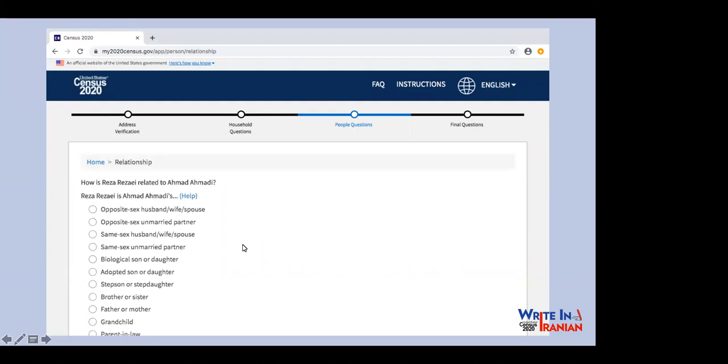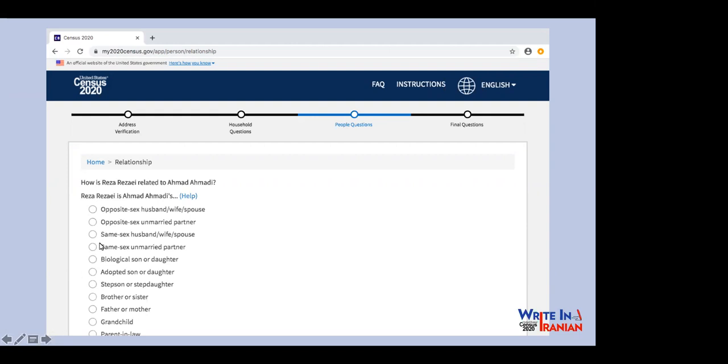So here it says, how is Reza Rezai related to Ahmed Ahmadi? They want to know the relationship between the people living in the same household. And why do they ask this question? This allows the Census Bureau to develop data about families, households, and other groups. Relationship data is used in planning and funding government programs that support families, including people raising children alone. So again, all this is for funding purposes. They really are not trying to be nosy. They just want to know the funding available that they need to provide for the area, for the location that you're living.